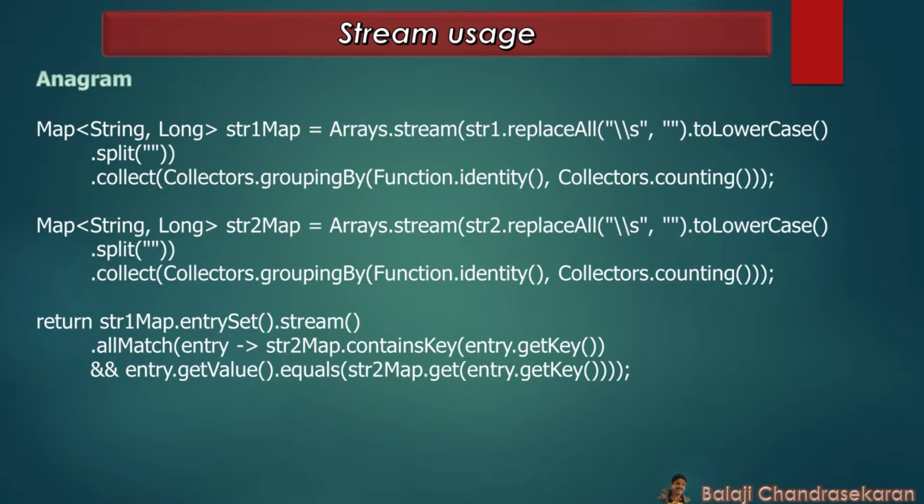The allMatch terminal operation returns true if all the entries in the str1 map match certain conditions. Specifically, it checks if each character in str1 is also present in str2 and if the count of occurrence of each character in str1 matches the count in str2 using the given lambda expression. Overall, this code snippet determines if the counts of characters in str1 and str2 are the same. If all the characters have the same count in both strings, the method returns true, otherwise it returns false.